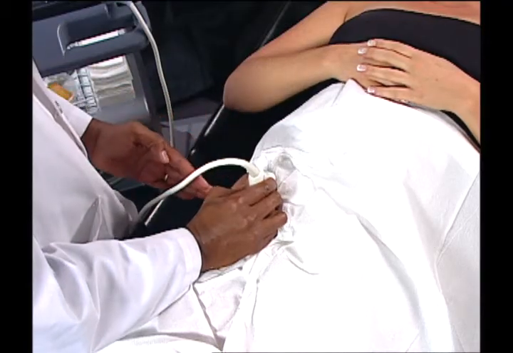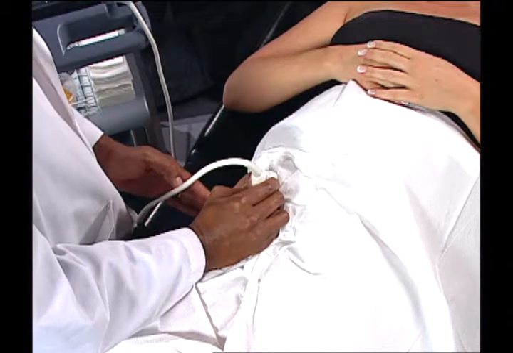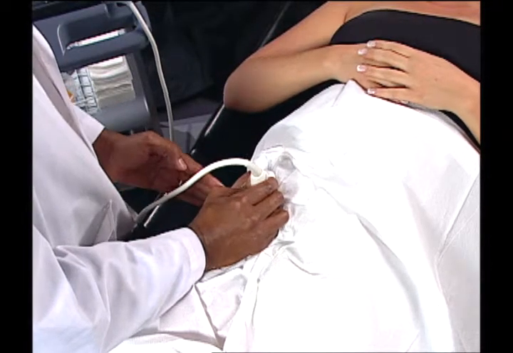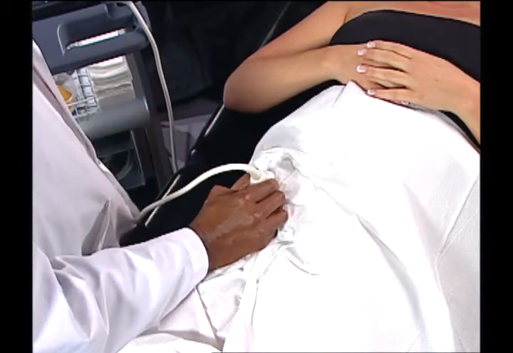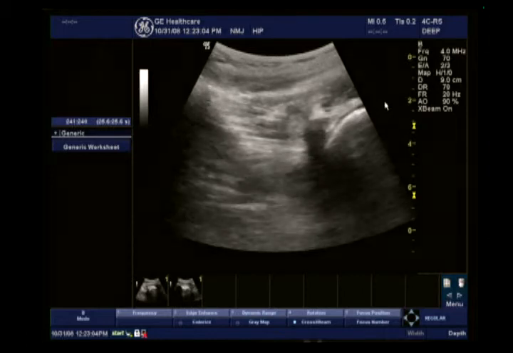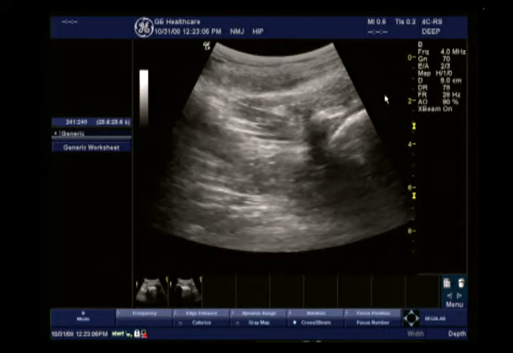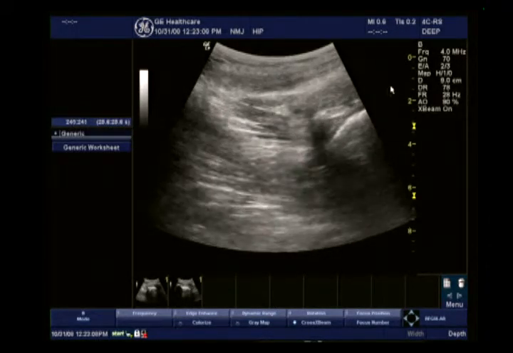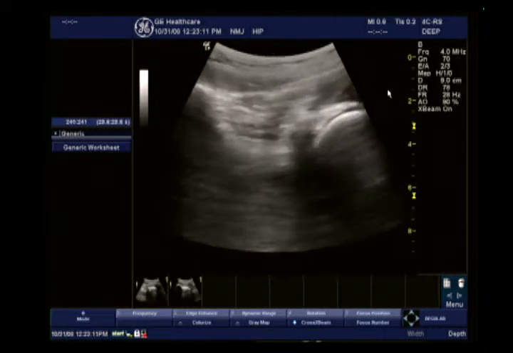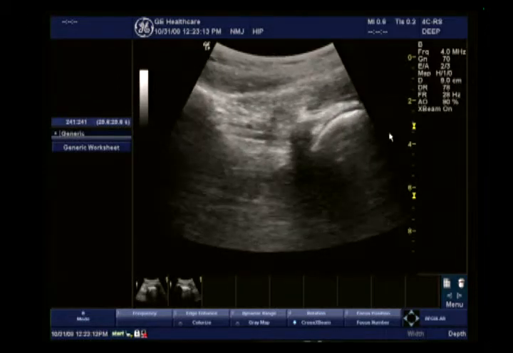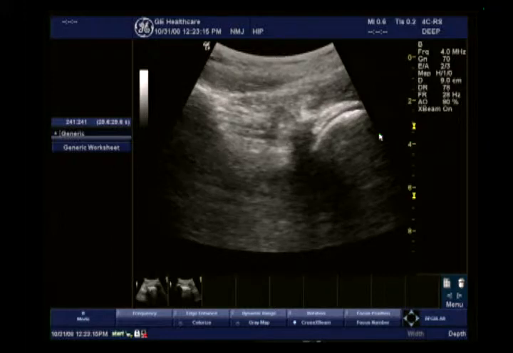I usually like to palpate the trochanteric region and then move internally from that to identify the acetabulum and the femoral head. In this case, on my Logiq E, I have the 4C probe set at 4 megahertz, which allows me to penetrate and detect those deeper structures. I also have my focal point at around 4 centimeters.